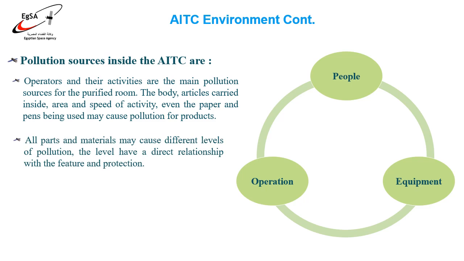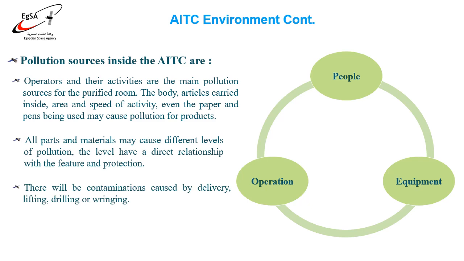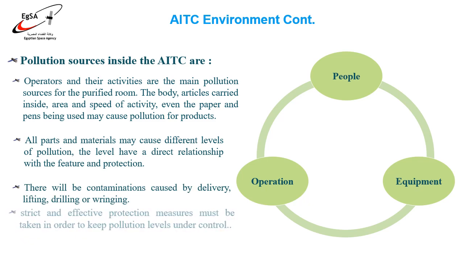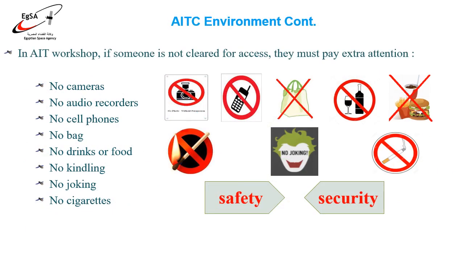The level has a direct relationship with the feature and protection. There will be contamination caused by delivery, lifting, drilling, or ringing. So, strict and effective protection measures must be taken in order to keep pollution levels under control. In an AIT workshop, if someone is not cleared for access, they must pay extra attention.